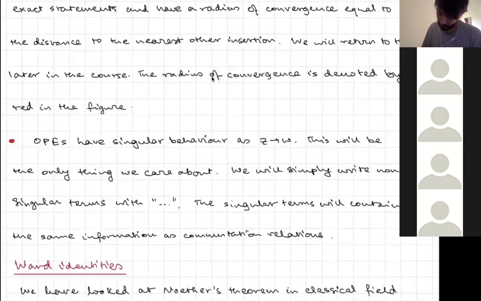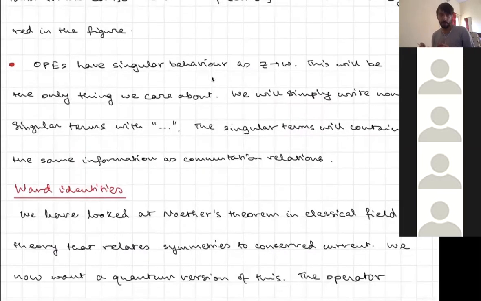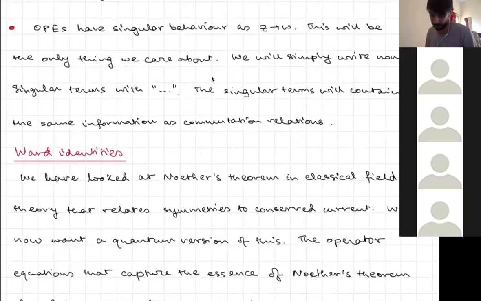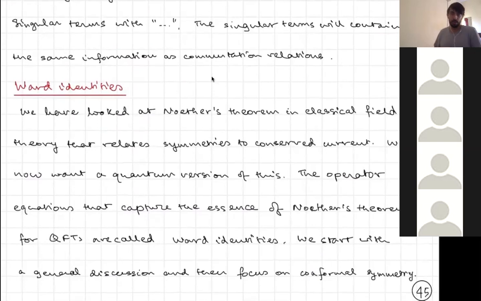All right. So this is OPEs. And the next thing that we're going to be doing in the class today are called Ward identities. So Ward identities, what are they? We have looked at Noether's theorem in classical field theory. These relate symmetries to conserved quantities, conserved currents, conserved charges.